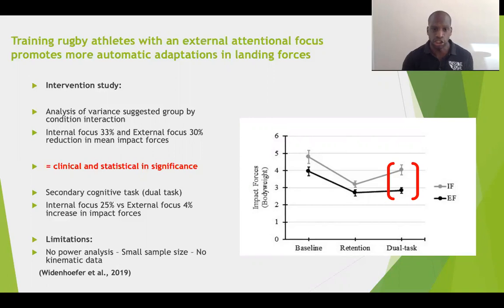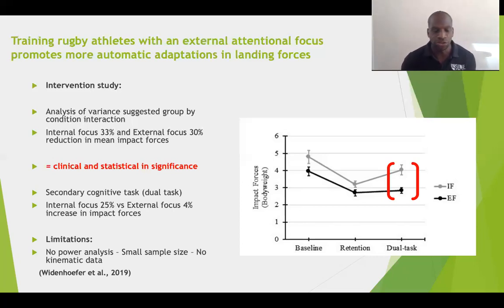However, when they added a secondary task, where the athletes jumped off a box and then jumped again directly after the first jump, there was a 25% increase in ground reaction forces for the internally focused group and only a 4% increase for the externally focused group. That is quite significant and makes a big difference for us. Based on that one study, it would suggest that an externally related cue during a secondary task may be more beneficial than an internally related cue.